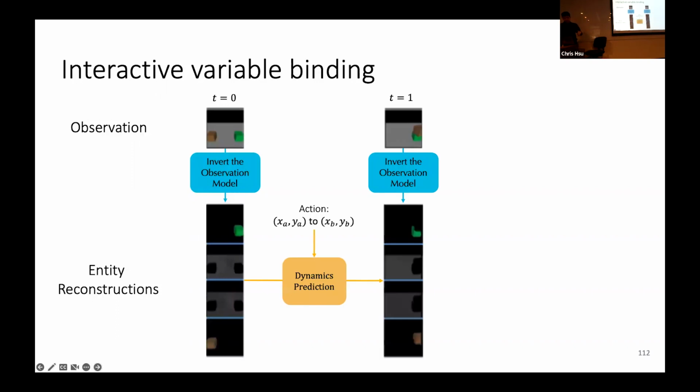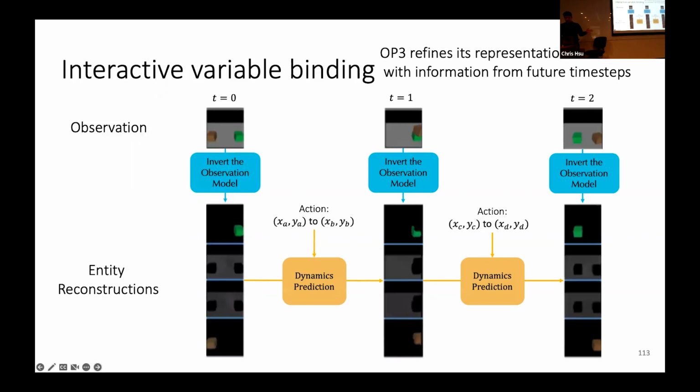So given the pick and place action, OP3 then predicts how the objects would evolve and updates this prediction using the observation after taking that action. And notice that OP3 translates these actions into modifications of the latent variables across time. So here it looks like it's moving the brown object, and it keeps the green object the same. So the representations are disentangled in this sense.